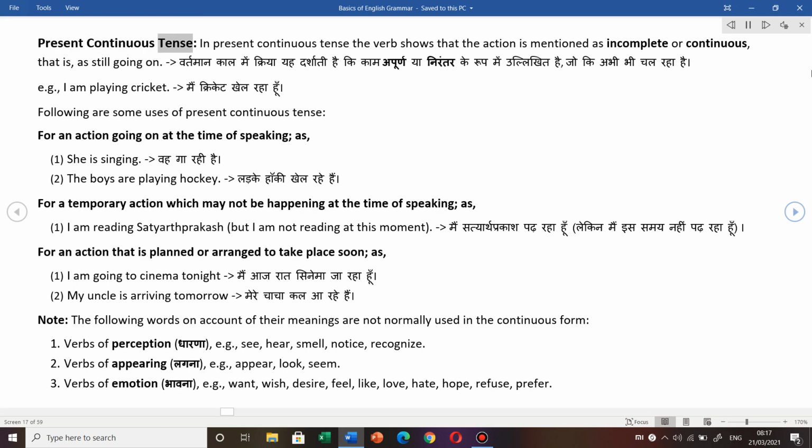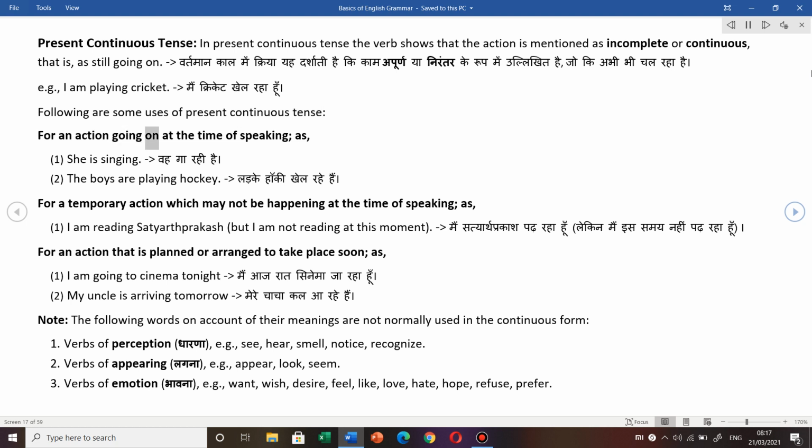Present continuous tense. In present continuous tense, the verb shows that the action is mentioned as incomplete or continuous, that is, as still going on. For example, I am playing cricket. Following are some uses of present continuous tense.